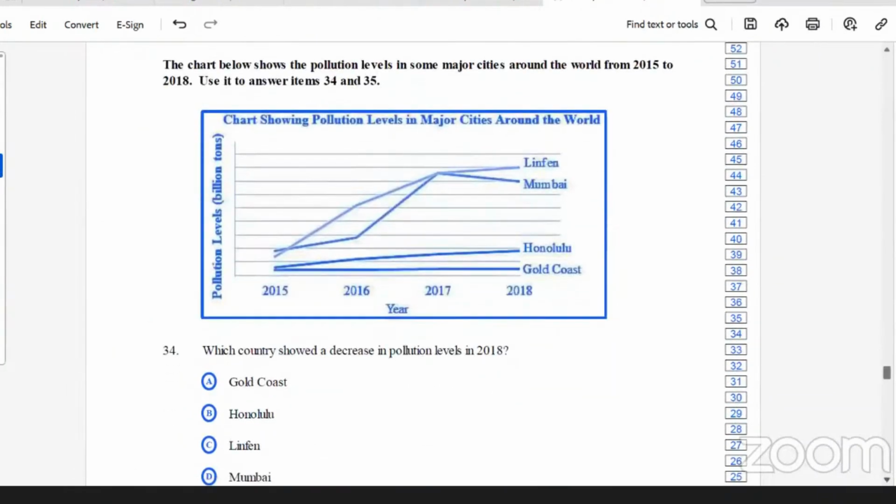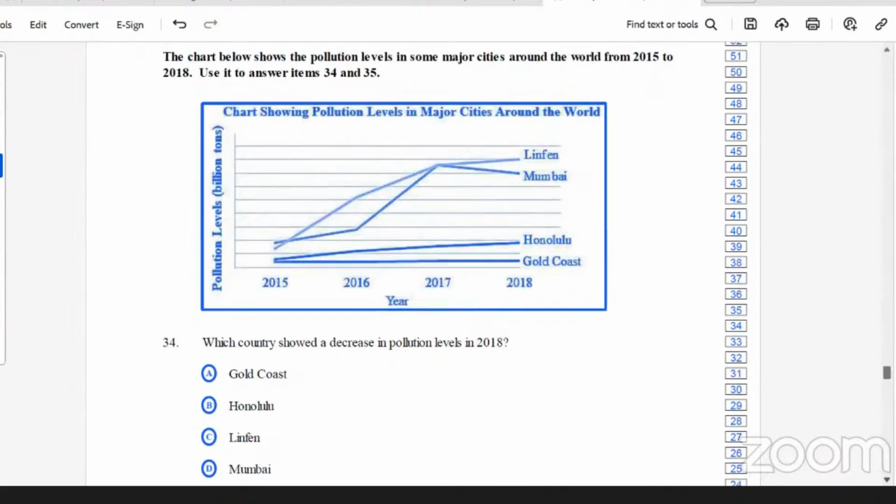Okay, so lots of graphs and charts and diagrams and pictures for these questions. All right, so for question 34, less than 10 to go now. The chart below shows the population levels in some major cities around the world from 2015 to 2018. Use it to answer items 34 and 35. All right, so we have the population levels in billions of tons. The chart showing the population levels in major cities around the world. And then we have Linfen, Mumbai, Honolulu, and the Gold Coast.